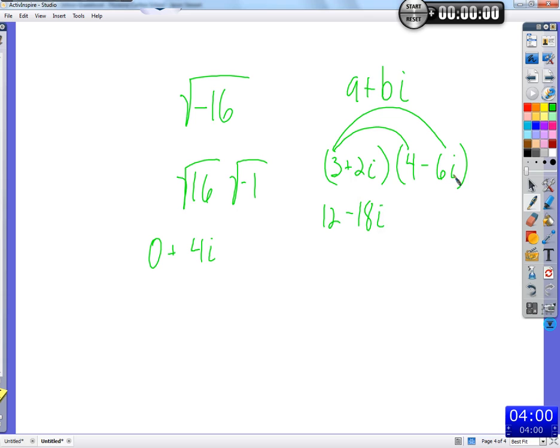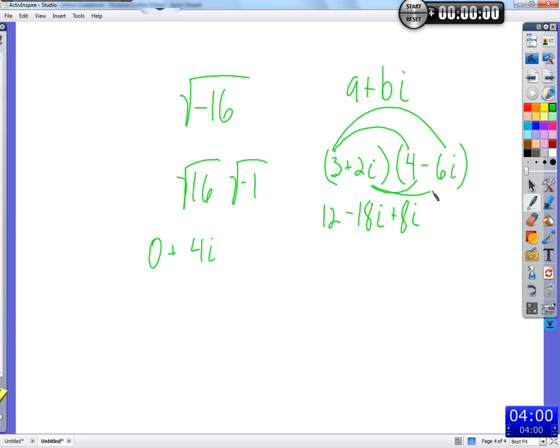And that makes sense. i is like a variable, but it doesn't vary. It is always the square root of negative 1. If we have negative 6 of them, and then we have 3 groups of those negative 6 of them, we'll have negative 18 of the square roots of negative 1. So that's done. We've distributed the 3. Now distribute the 2i. So we'll get 2i times 4 is 8.